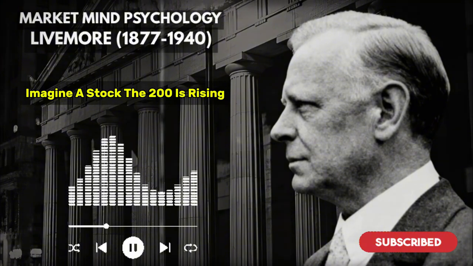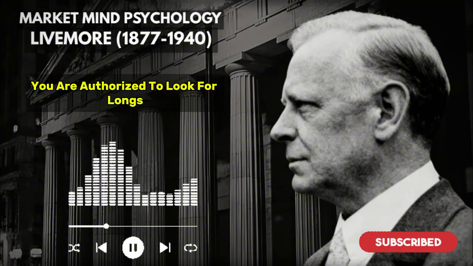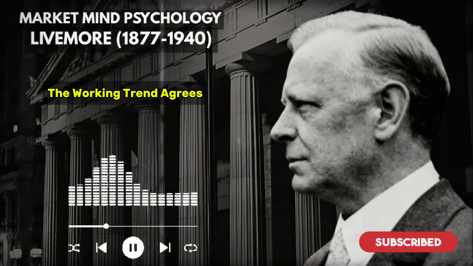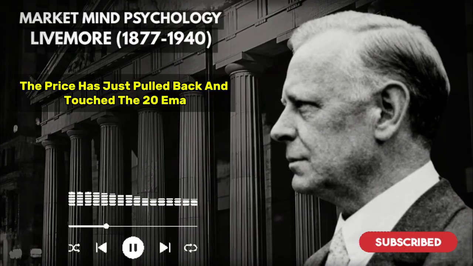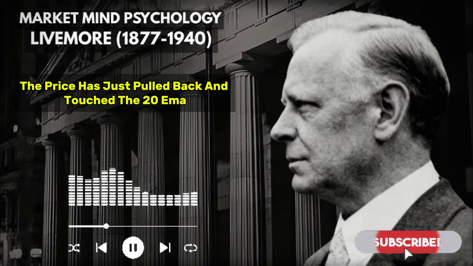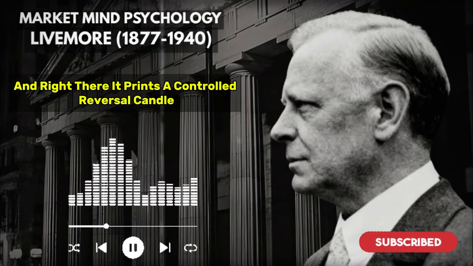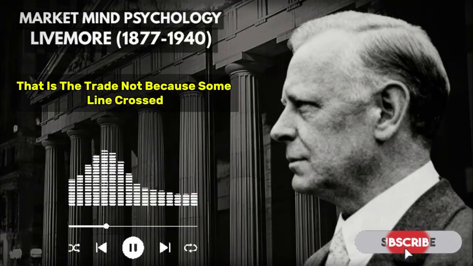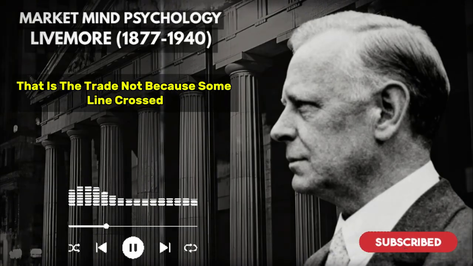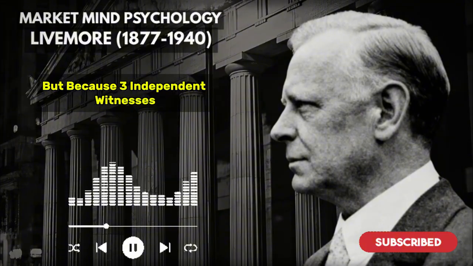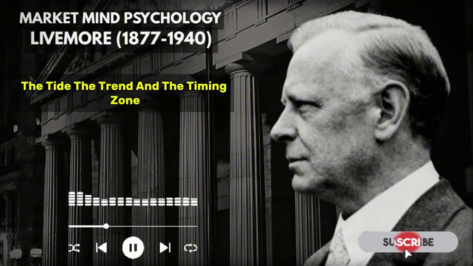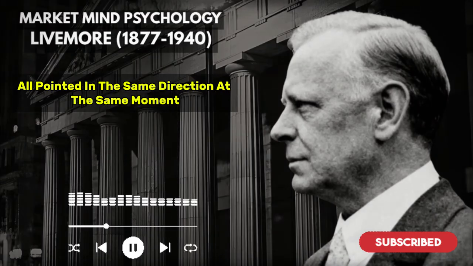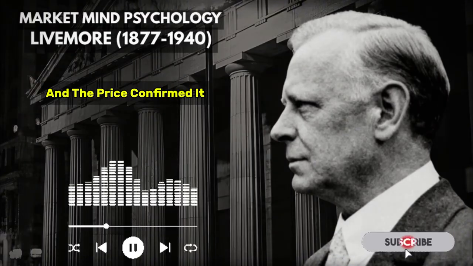Imagine a stock. The 200 is rising. You are authorized to look for longs. The 50 is rising below the price. The working trend agrees. The price has just pulled back and touched the 20 EMA, and right there it prints a controlled reversal candle on a level you marked earlier. That is the trade. Not because some line crossed, but because three independent witnesses, the tide, the trend, and the timing zone, all pointed in the same direction at the same moment, and the price confirmed it.